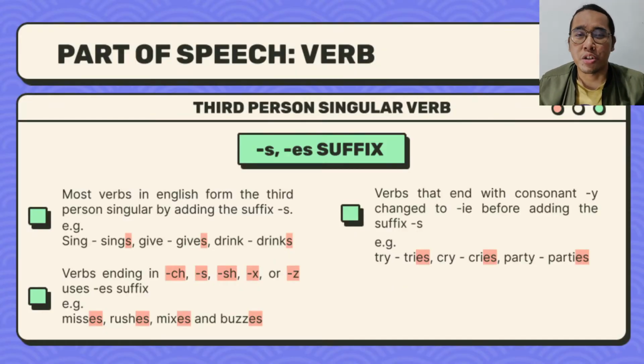Next are the inflectional morphemes in verbs, and the first one is the addition of s or es in the third person singular verb. Most verbs in English form the third person singular by simply adding the suffix s, such as the words sings, gives, and drinks. Verbs ending in ch, s, sh, x, or z form the third person singular by adding es, such as the words misses, rushes, mixes, and buzzes. And verbs that end with a consonant plus y form the third person singular by changing the y to ie before adding the suffix s, such as the words tries, cries, and parties.